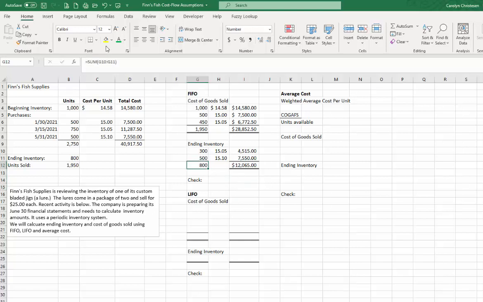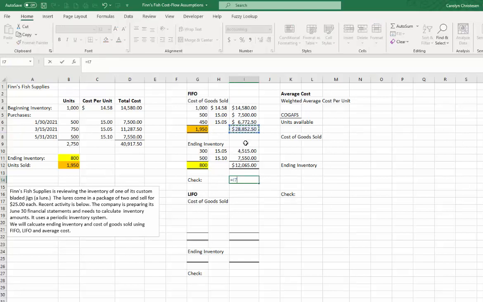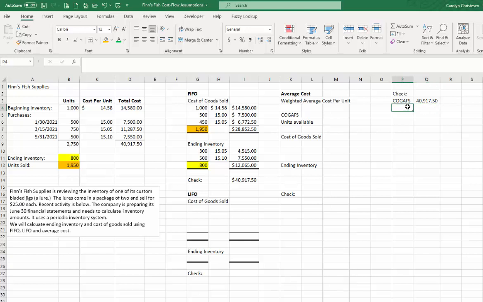Now let's highlight. The total ending inventory is equal to the total ending inventory, and the total sold, let's make those a different color, is equal to the total sold. Now, how do we check? We know that our cost of goods sold and our ending inventory have to add up to cost of goods available for sale, so we add those two together. The other way to check, and you can do this for LIFO also, is to take your cost of goods available for sale, that's the $40,000, minus ending inventory, which gives you cost of goods sold.